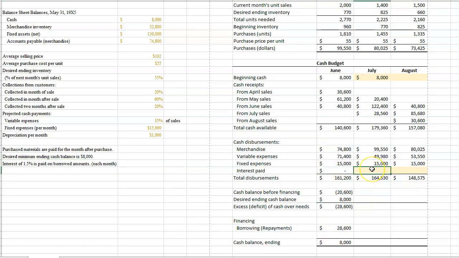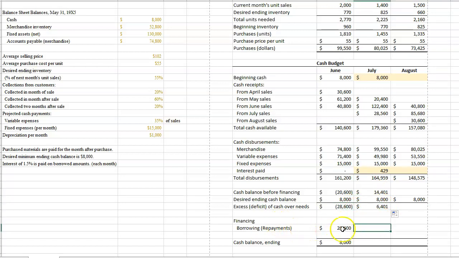So let's figure out what our interest would be. We borrowed $28,600, and we are doing interest of 1.5%. So we're going to pay $429 in interest, which means that the cash available before financing is $14,401. We want to have a minimum cash balance of $8,000, which means that we have a little extra.